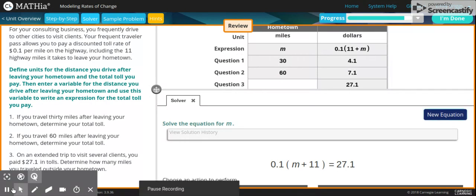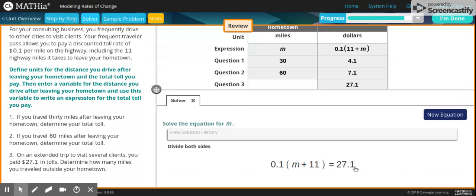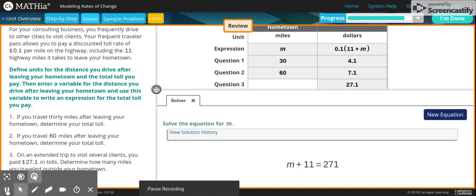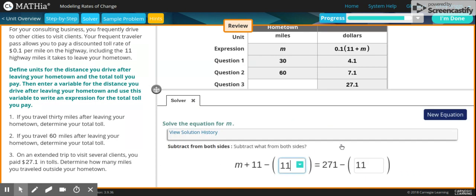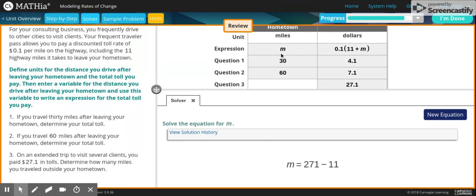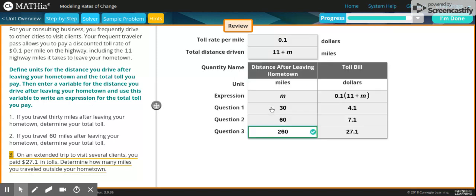So your first step is to divide both sides by 0.1 because 0.1 is your multiplier, so you want to get rid of it by dividing. So after this step, to get rid of the 11, you have to subtract. So you subtract 11. And then you take 271 minus 11, which is 260. So I just typically, instead of clicking combine like terms, if it's easy math, I just do it in my head. And that's all you have to do.